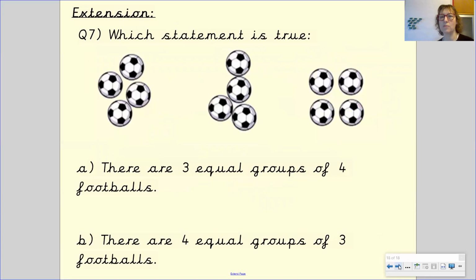And then we've got your reasoning. This just needs to be an A or a B. You don't need to write the whole statement. Which of these statements is true? So have a look at those balls. Are there 3 equal groups of 4 footballs or 4 equal groups of 3 footballs? Don't move the football, because you could make the other sentence right. Maybe that could be your super challenge. So what have we got there? And then what would you have to do to make the other one right? And I look forward to seeing your work on Tapestry.